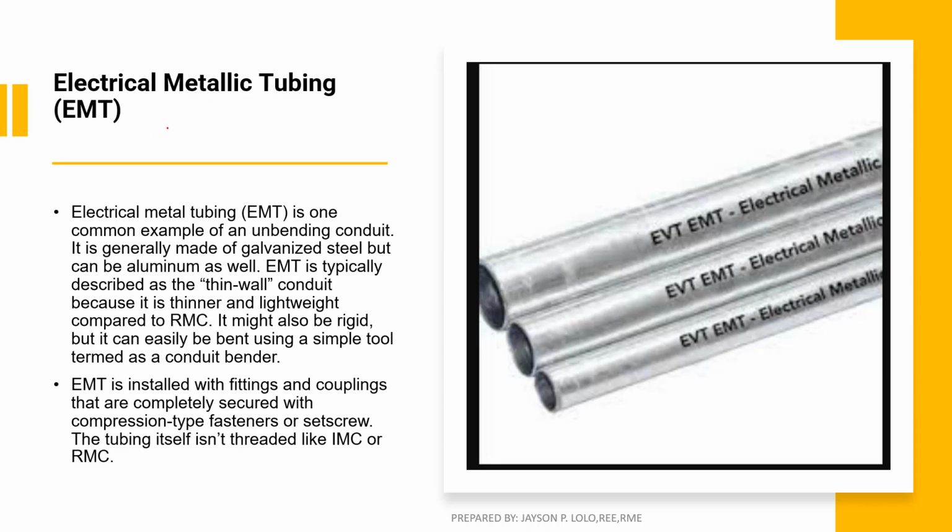Let's consider the first type of electrical conduit, electrical metallic tubing or EMT pipe. Electrical metallic tubing is one common example of an unbending conduit. Take note, this is not for bending. It is generally made of galvanized steel. EMT is typically described as a thin-walled conduit because it is thinner and lightweight compared to RMC.